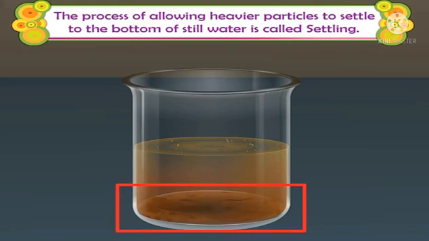Leaves, twigs, etc. are lighter than water. Therefore, now the water appears much cleaner and more transparent than it was. The process of allowing heavier particles to settle to the bottom of still water is called settling.